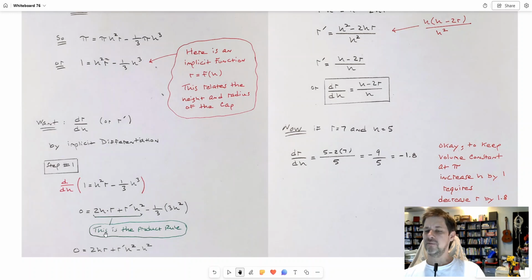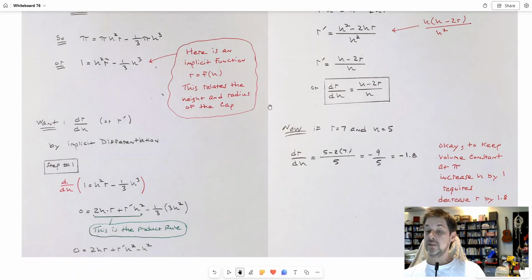Why do I say the derivative of r is r prime? Because in this example, r is behaving like y ordinarily would for us, and h is behaving like x ordinarily would. So there's the product rule with that consideration. And then I get minus 1/3, and the derivative of h to the third power is 3h squared. Do a little simplifying and I get this. So there's the conclusion of step 1.